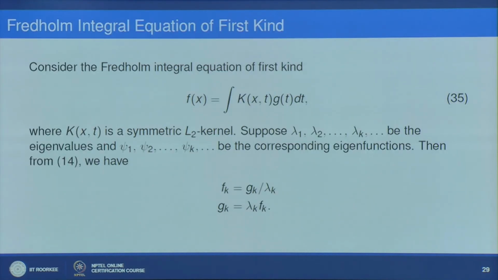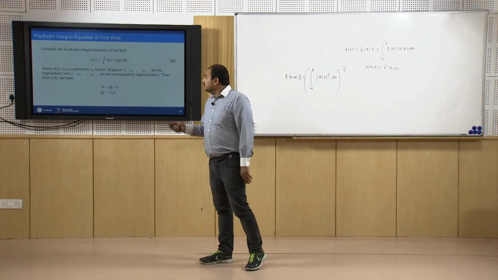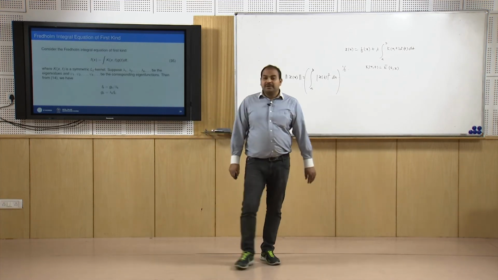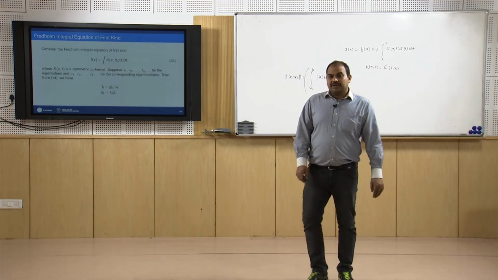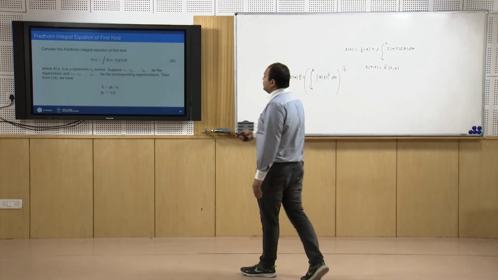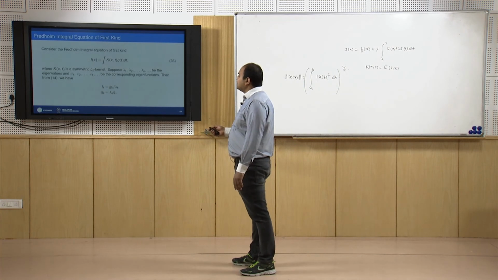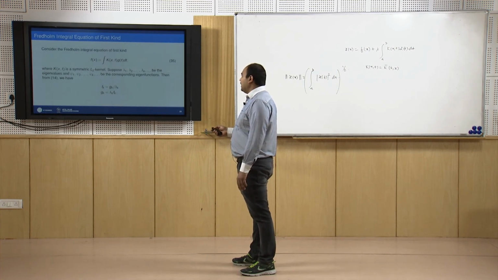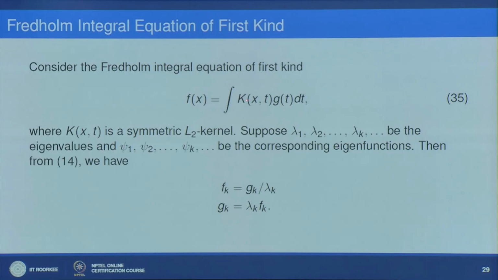Now with the help of this, let us consider the Fredholm integral equation of the first kind. Here again we use the Hilbert-Schmidt theorem, which says that if we have f(x) equal to the integral of K(x,t) g(t) dt, where K and g are both L2 functions, then f(x) can be written as a linear combination of the eigenfunctions corresponding to K(x,t). So we are assuming the Hilbert-Schmidt theorem. Let me write it here.